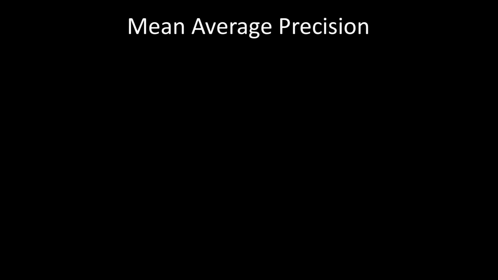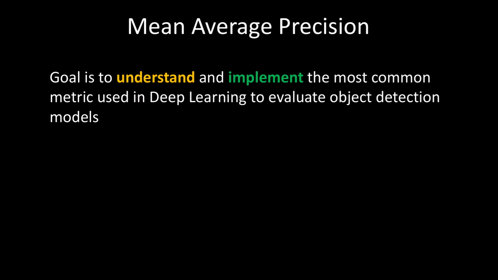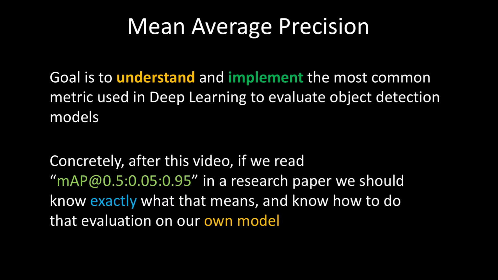So in this video, we're going to learn about mean average precision. More precisely, our goal in this video is to understand and implement the most common metric, which is mean average precision, that is used in deep learning to evaluate object detection models. And concretely, after watching this video, if we read something like mAP at 0.5 and then 0.05 and then 0.95 in a research paper, our goal is to understand exactly what that means and also how we can do a similar type of evaluation on our own model.